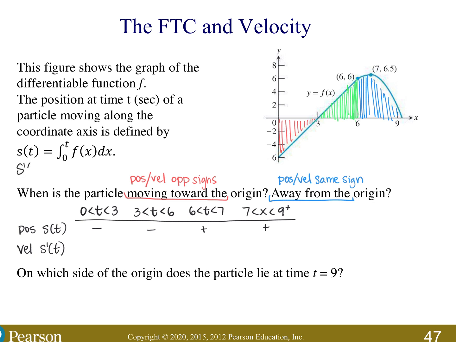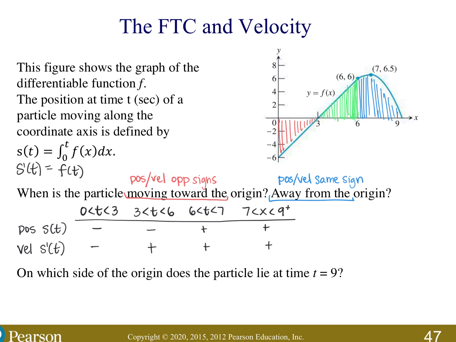And remember that s prime is simply f of t. That is simply above or below the x-axis. It is not an accumulation at all. So from 0 to 3, the graph is for sure below the x-axis. And from 3 to 6, it is above. It is not an accumulation anymore. We're not adding area. We're just looking at the value of the function. And all of these are positive.